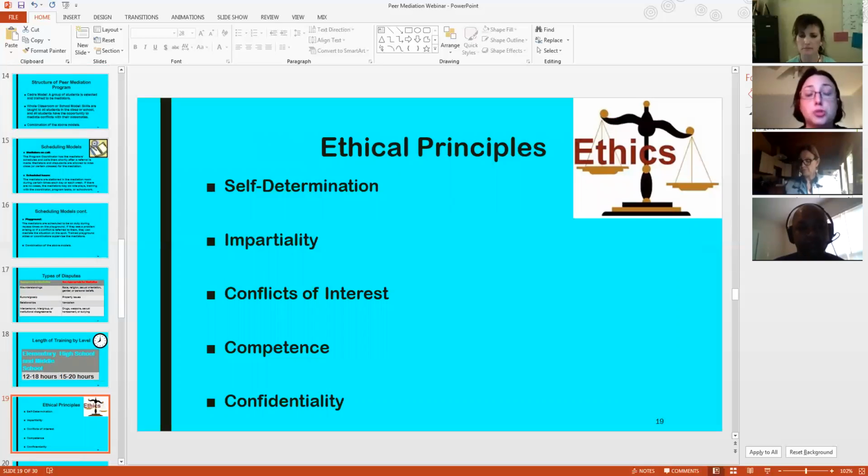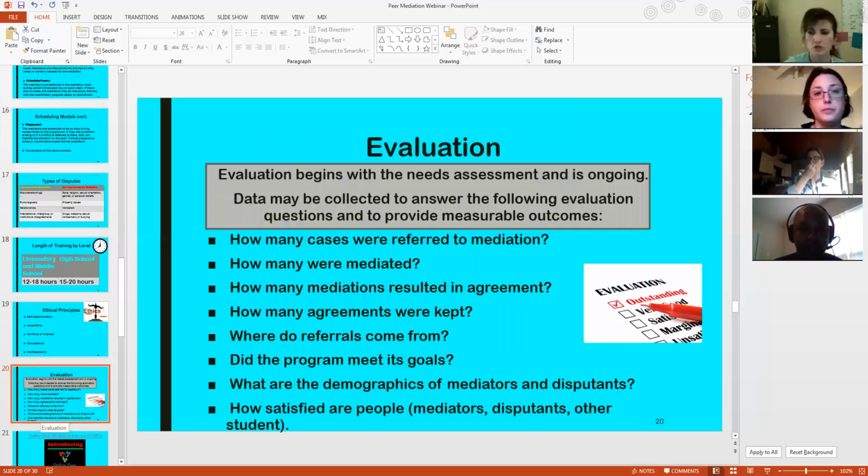Competence goes back to training, quality of training, length of hours. Again, I tend to put my more experienced mediators with my less experienced. And then also confidentiality as a cornerstone, helping students understand what's confidential and what's not, because there are absolutely exceptions to not reporting to a coordinator: harm to self, harm to others, illegal activity, those types of things. Right, absolutely. And of course, at the end, making sure that we have a great evaluation.